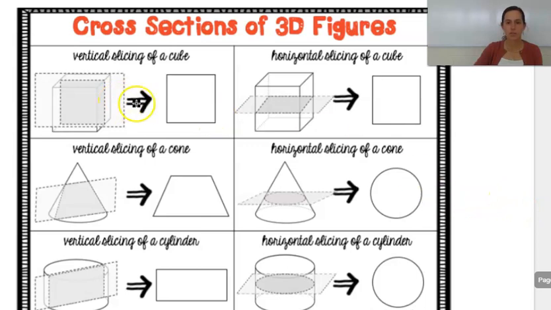So if we're going to start with the cube, it's a specific type of prism where all the sides are equal. No matter what type of cross section you create, even if it's diagonal, it's always going to be a square.